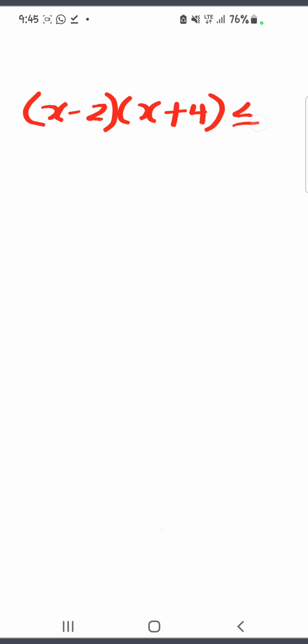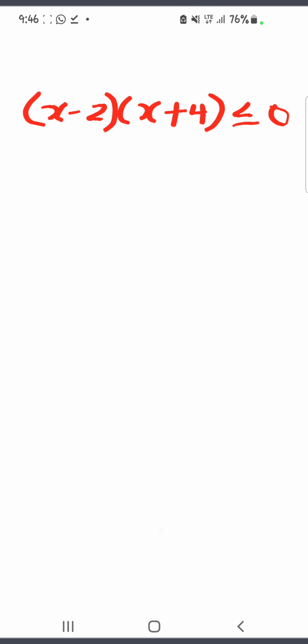So today I want to quickly show you how to solve an inequality problem, a quadratic inequality to be precise. Whenever you have something like this, (x minus 2)(x plus 4) less than or equal to 0, how do you solve this?